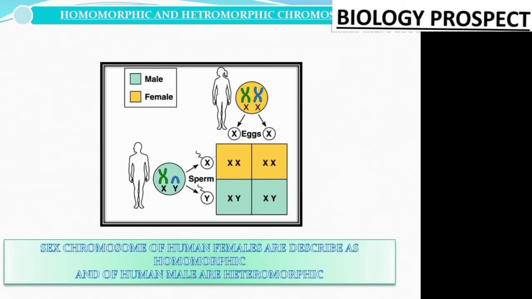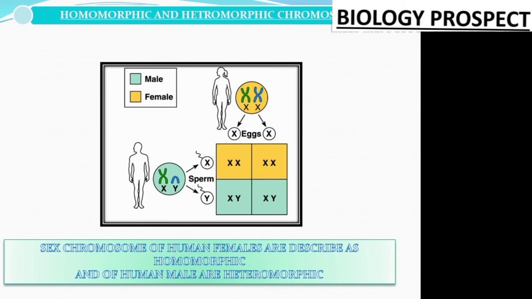So in human males, one sex chromosome is smaller than the other. The smaller one is known as the Y chromosome, and the larger one is known as the X chromosome. I repeat once again, in human males, one sex chromosome is smaller than the other.